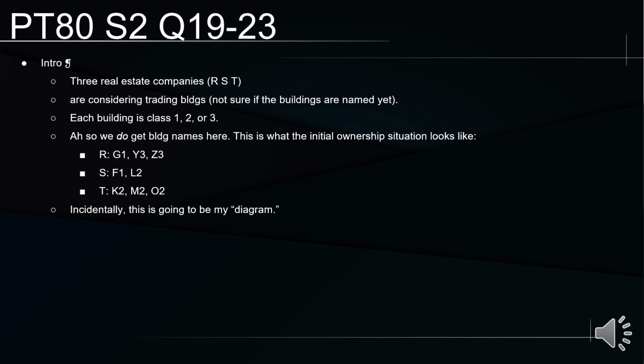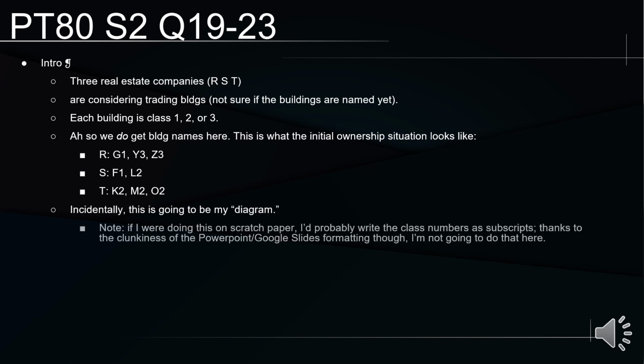Alright, incidentally, this is going to be my diagram, so to speak. As I was reading the first 3 bullet points here, I really had no idea how I was going to do this, but they've kind of laid it out here for me, so I'm just going to go with this. A note, if I were doing this on scratch paper, I'd probably write the class numbers here as subscripts just to keep things a little bit neater. But thanks to the clunkiness of the PowerPoint and Google Slides formatting that I use for these videos, doing subscripts kind of messed with the line spacing and whatnot, so I am not going to do that here.